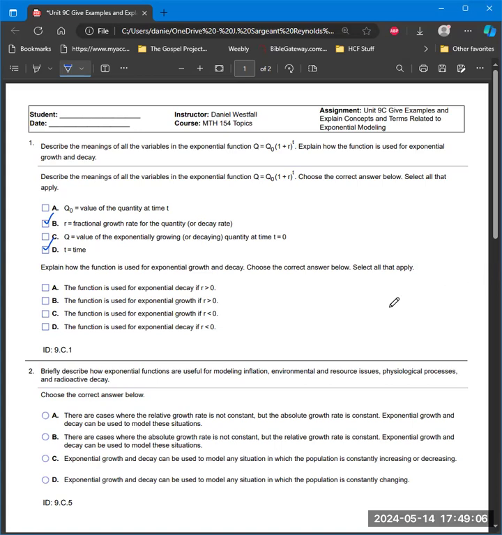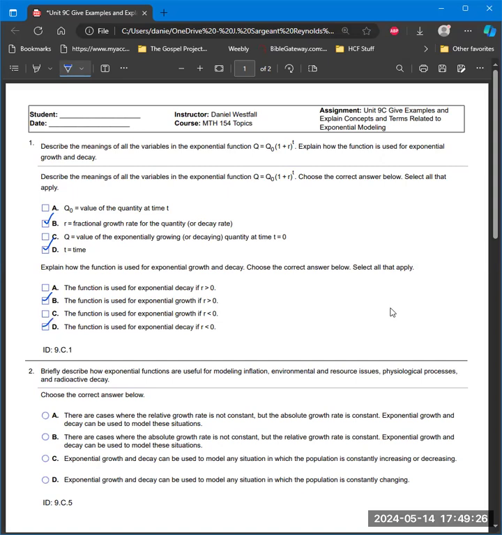And let's explain how the function is used for exponential growth and decay. Choose the correct answer below, select all that apply. The function is used for exponential growth if r is greater than 0, and the function is used for exponential decay if r is less than 0.